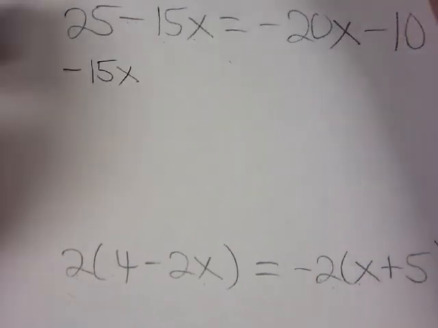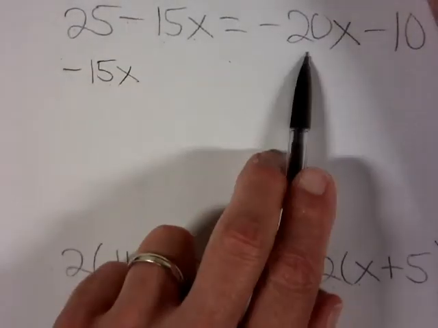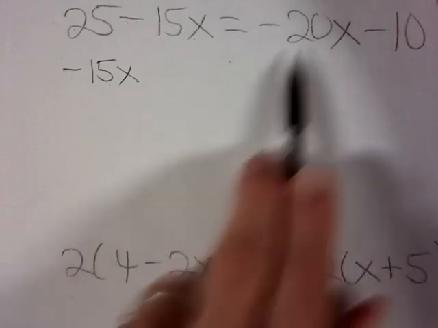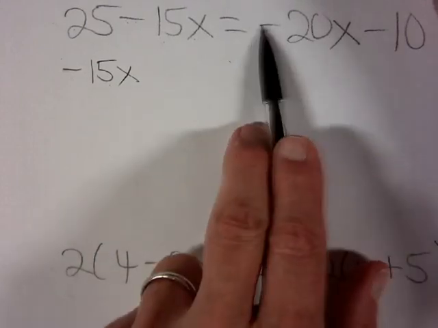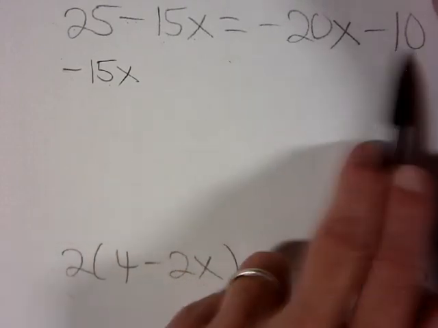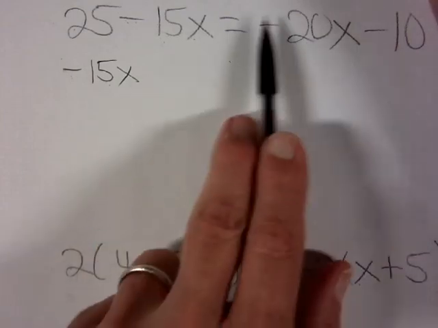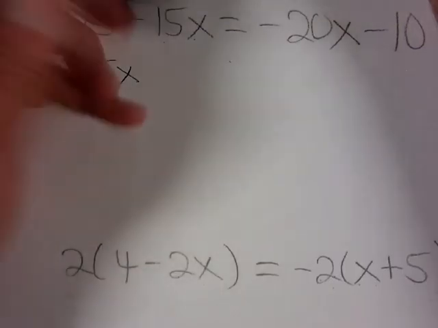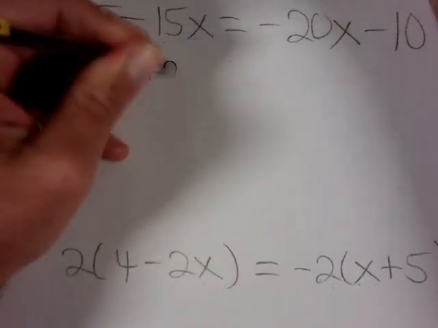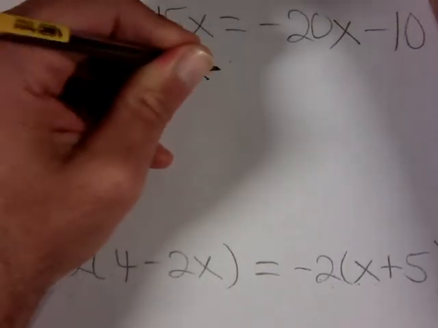All right? Now the 25 is going. Now what's going to join 15x on this side? What do I need to move? I can either move the 20x or I can move the 10. Well, I need to move the 20x because it needs to have all the x's together. So minus 20x on that side is going to be plus 20x on this side.